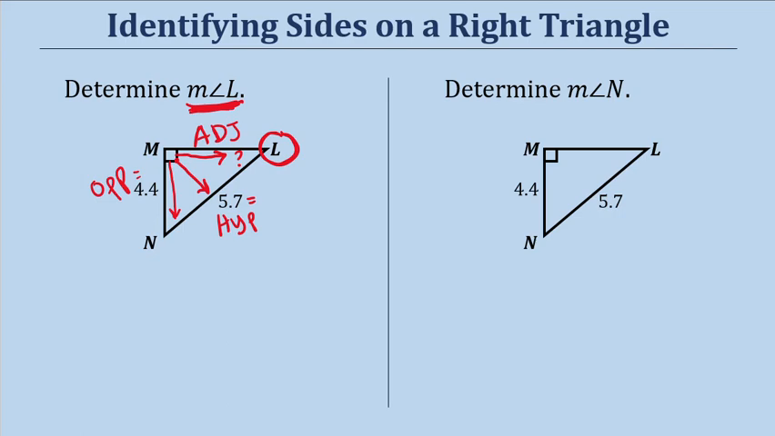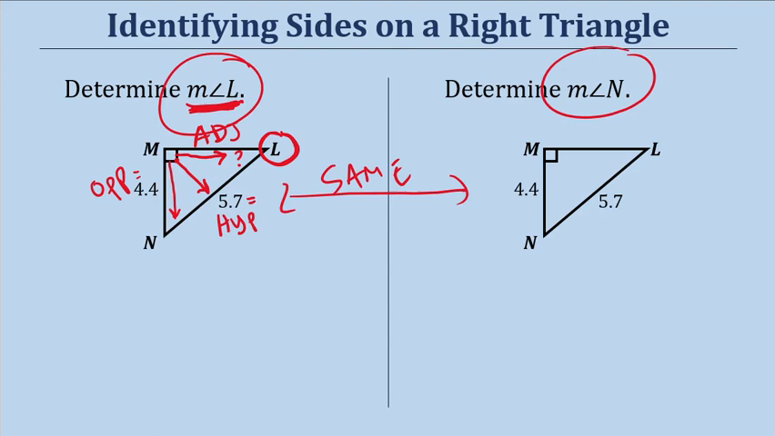For this next example, you'll notice that these two triangles are the same. The only thing that's changed is the question. The first time I wanted L. This time, though, I want N. And the reason that matters is because it is going to affect my adjacent and opposite sides. It will not affect my hypotenuse.